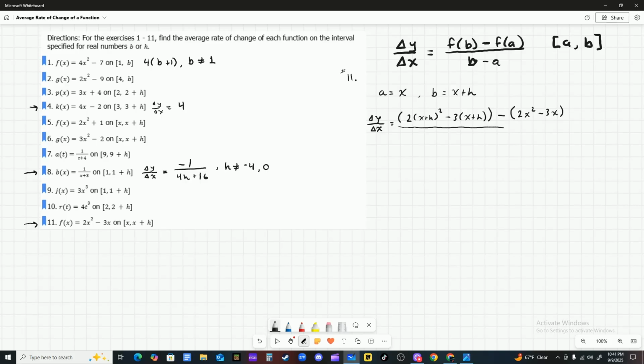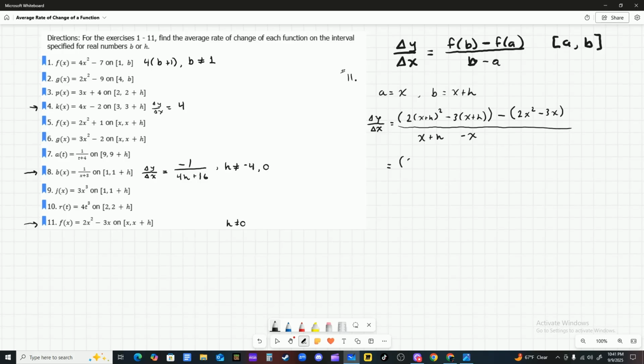divided by x plus h minus x. Cool? Cool. All right, here we can see that the x's cancel. So right out the bat, we see that h cannot equal 0. Okay? Because the x's go away. The x minus x is 0, so we're left with h in the bottom. I'm going to start simplifying the numerator as much as I can.